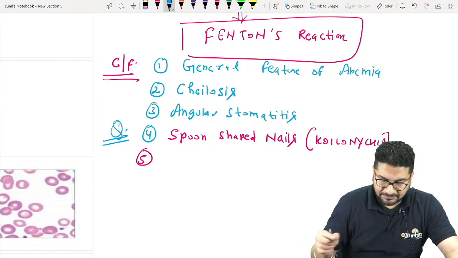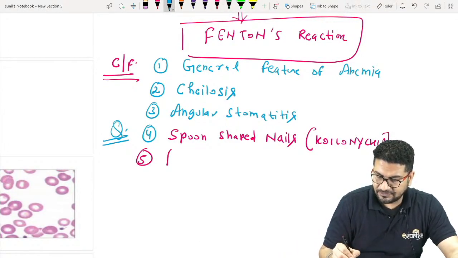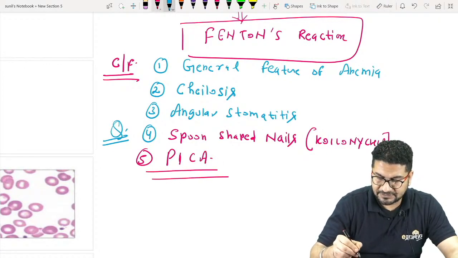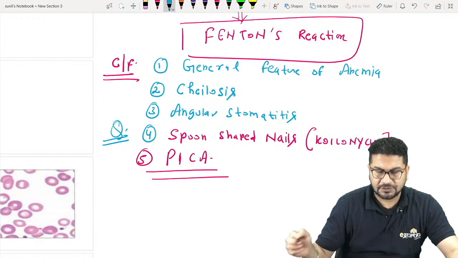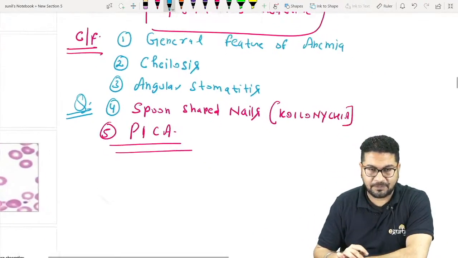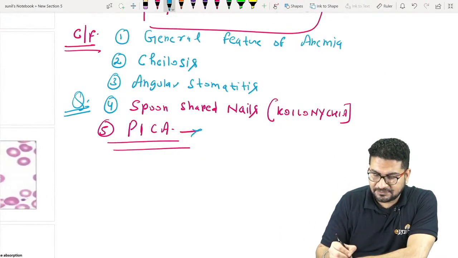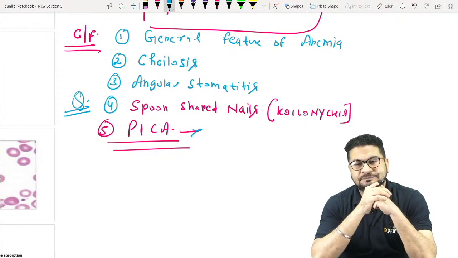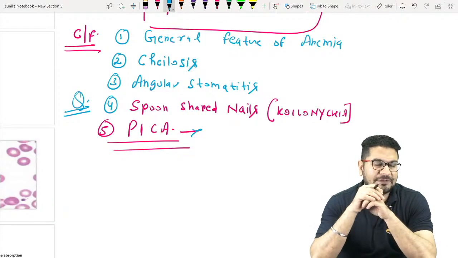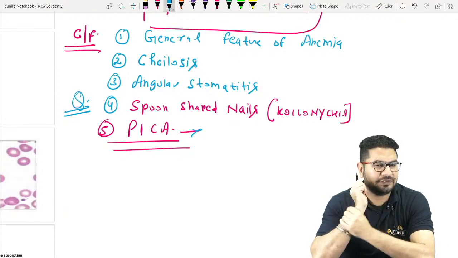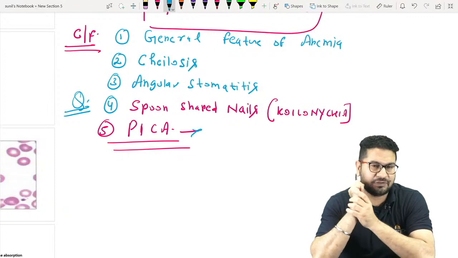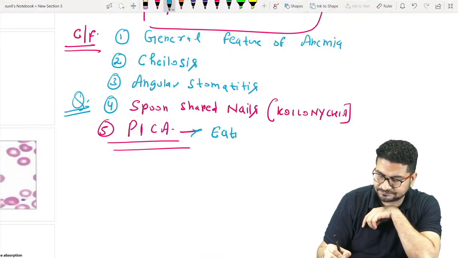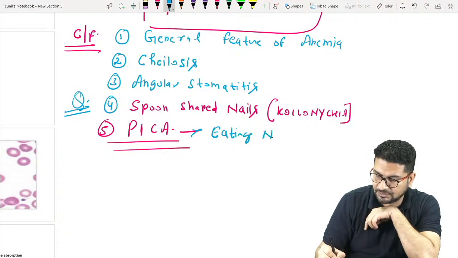And sometime patient can also complain of pica. So what is pica? Understand this. This is important. Pica means whenever patient is having iron deficiency, body starts craving for iron. Body craving for iron means person starts eating non-nutritive things. Means you start eating anything. So it is nothing but eating non-nutritive things.